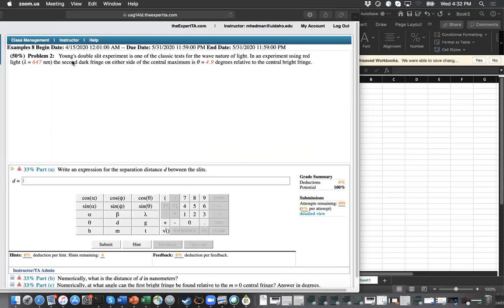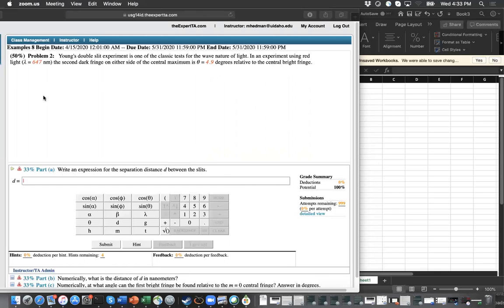In this particular problem, we have the question: Young's double-slit experiment is one of the classic tests for the wave nature of light. An experiment using red light, lambda is 647 nanometers, the second dark fringe on either side of the central maximum is 4.9 degrees relative to the central bright fringe. Write an expression for the separation distance d between the slits. Numerically, what is the distance d in nanometers? Numerically, at what angle can the first bright fringe be found relative to the m equals 0 central fringe? Answer in degrees.